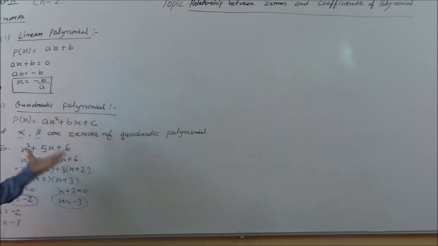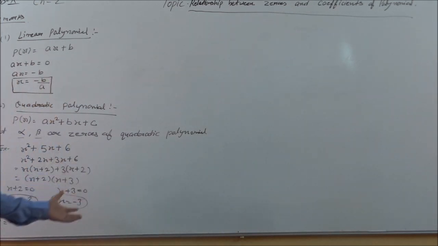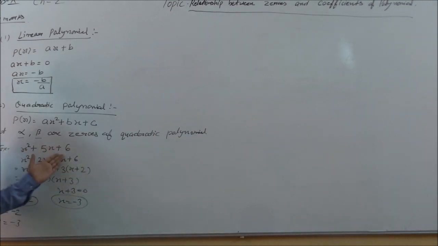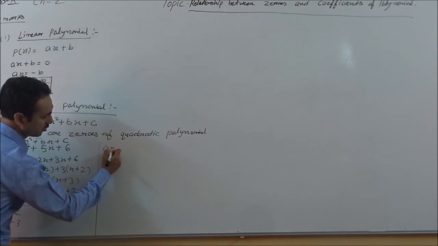Whenever a quadratic polynomial is given in a question, you have to find the zeros first, because when you get the zeros, then you can find the relationship between the zeros and coefficients. The coefficients you can see directly here. What is the coefficient of x square here? 1. So when you compare with ax square plus bx plus c, which is the polynomial p(x), you can compare the value of a. Here a is equal to 1.